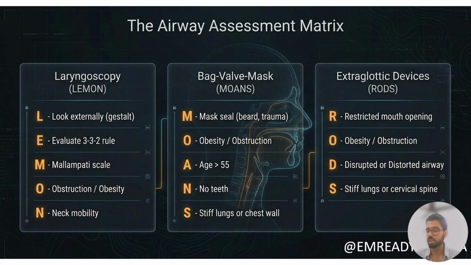And finally, S, stiff lungs or stiff neck. That is one of the things that's going to have an impact on how effective your extraglottic assisted device airway is going to be. So RODS: restricted mouth opening, obesity, obstruction, disrupted or distorted airway, and S, stiff lungs or cervical spine.